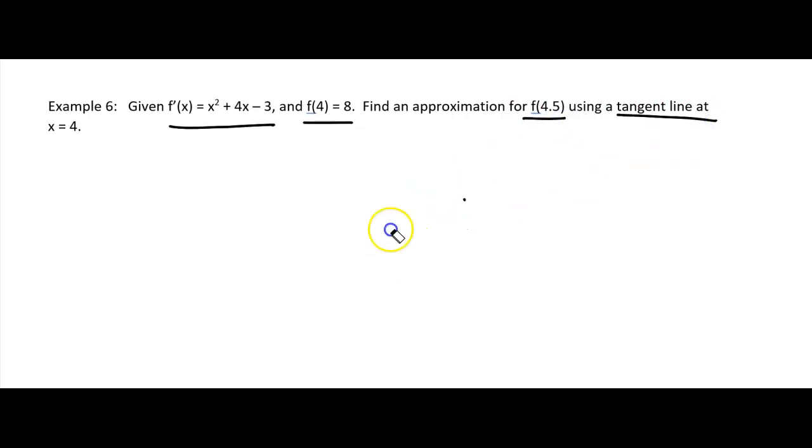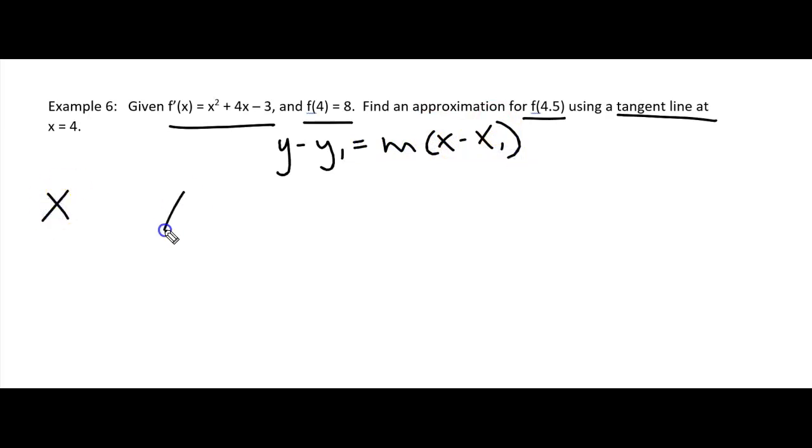So the first thing we need to do is find the equation of our tangent line. In case you guys forgot, the way you find the equation of a tangent line is with the point slope formula. Way back, we learned that in August. You need an x value, you need a y value, and you need a slope. The x value and the y value are pretty straightforward. They're 4 and 8, the point where the tangent line touches the function.